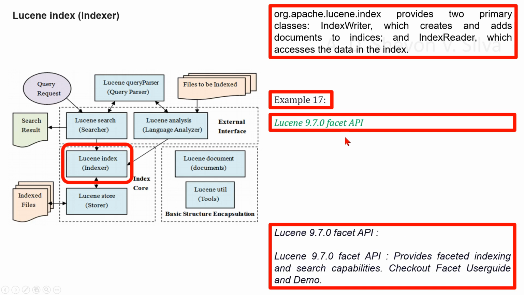Now we are considering the Lucene 9.7.0 Facet API. Lucene 9.7.0 Facet API provides facet indexing and search capabilities.